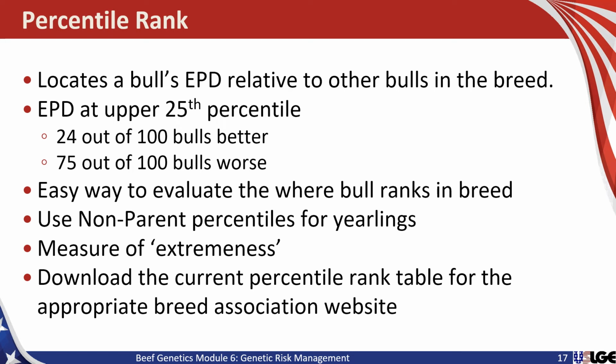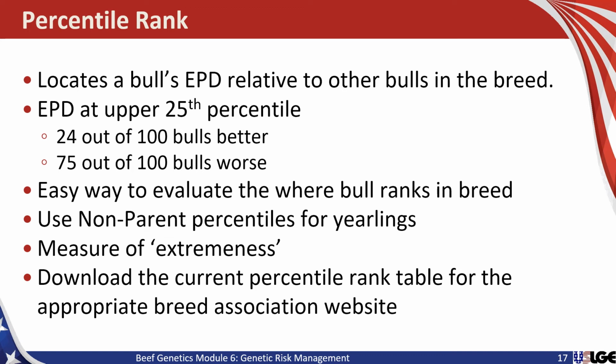Again, remember, expected progeny differences, or EPDs, are relative rankings of animals in the population. And so the possible change values and the percentile rank tables let you determine how extreme an animal might be and where he ranks within the breed. It's a measure of extremeness. It's important to recognize that percentile rank tables change periodically with the production of EPDs from various national cattle evaluation systems.